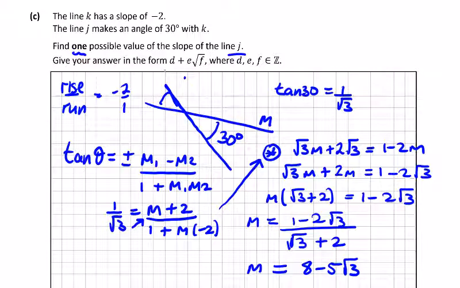And the answer is in the form d plus e root f. And we have d minus e root f, but it's telling us that they're all integers, so e could be negative. So that's the answer to 2C.